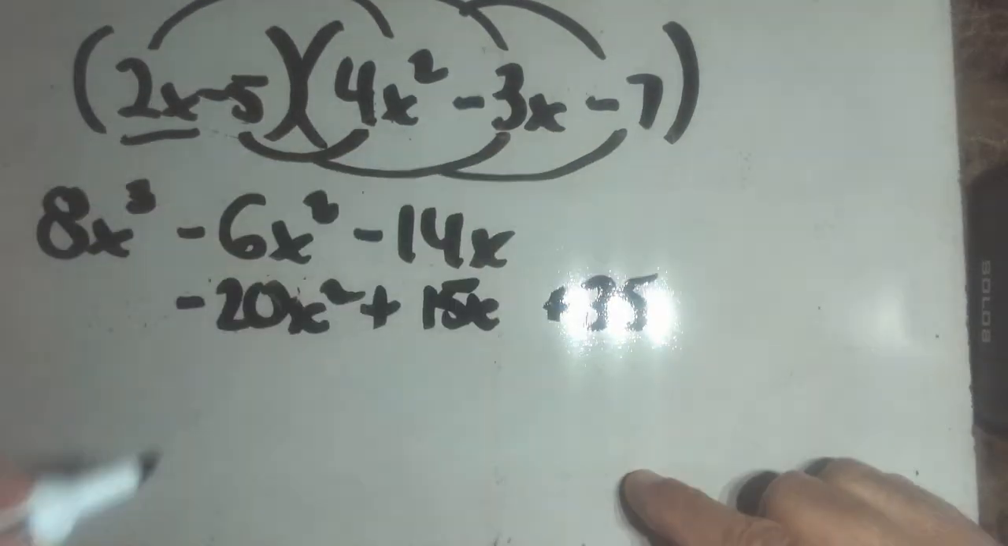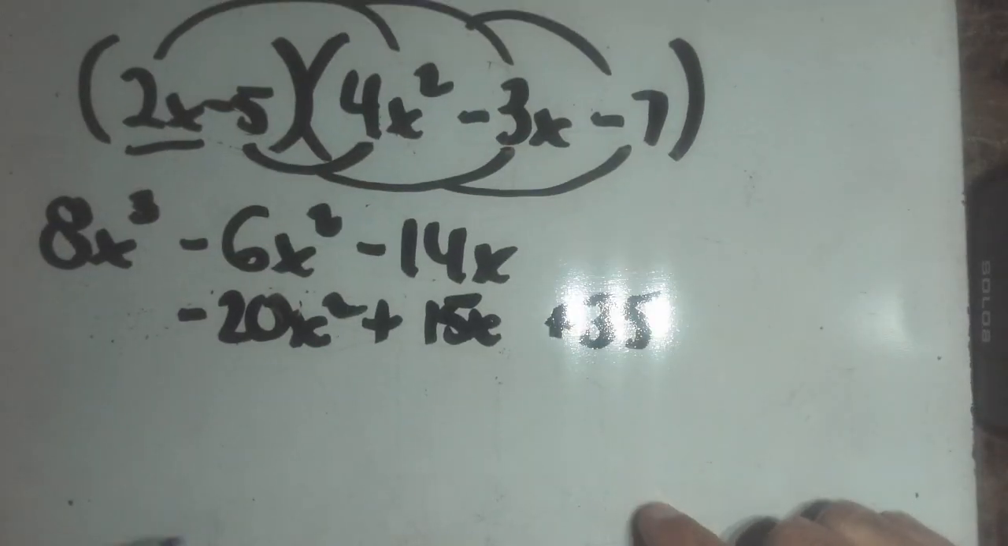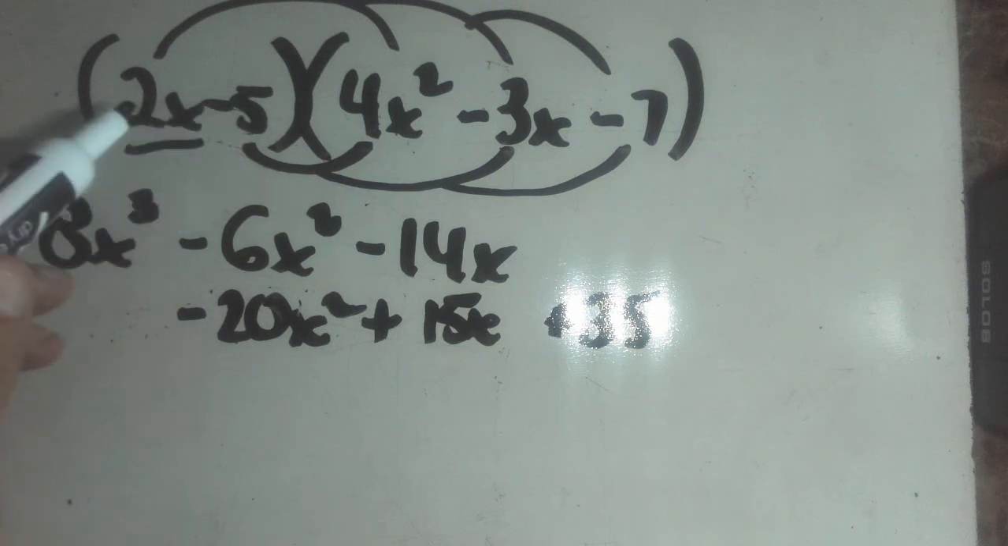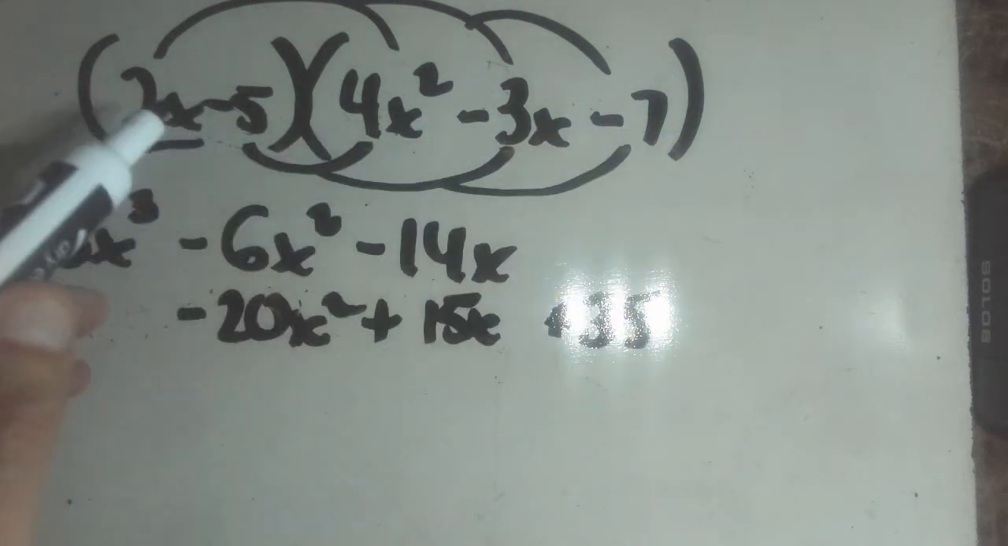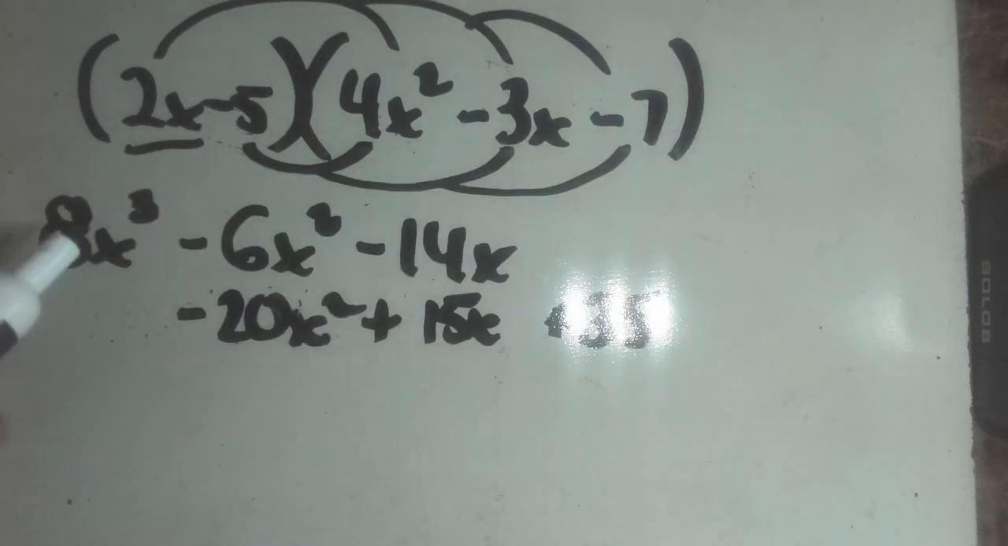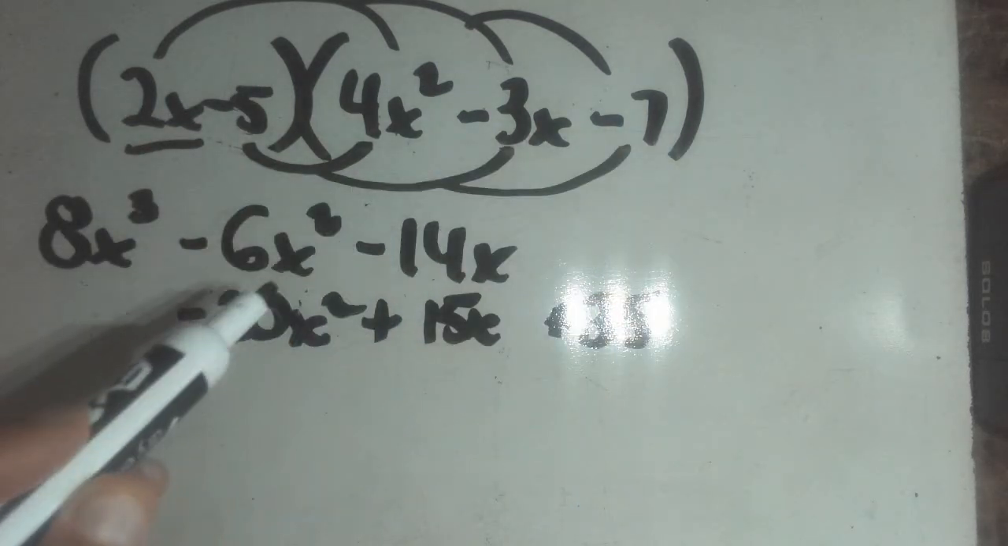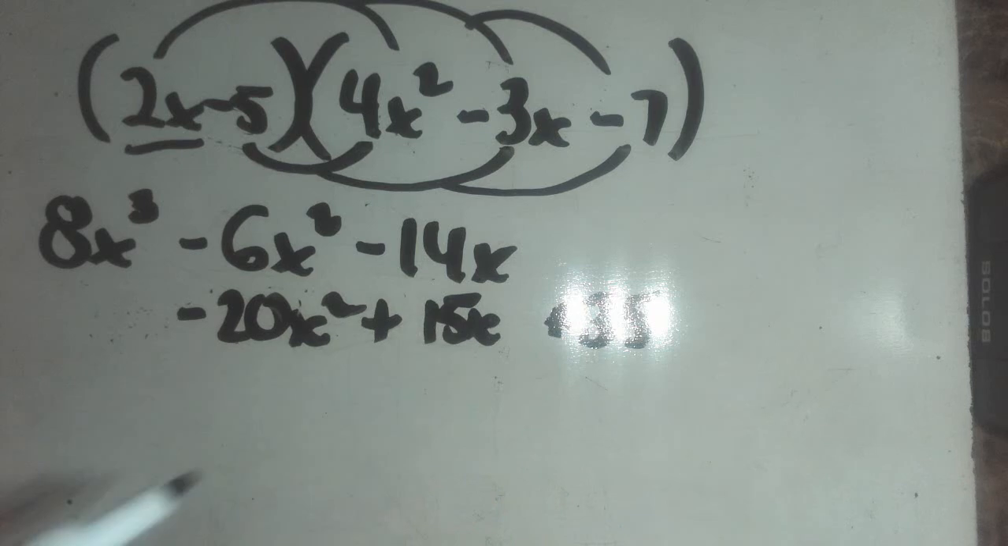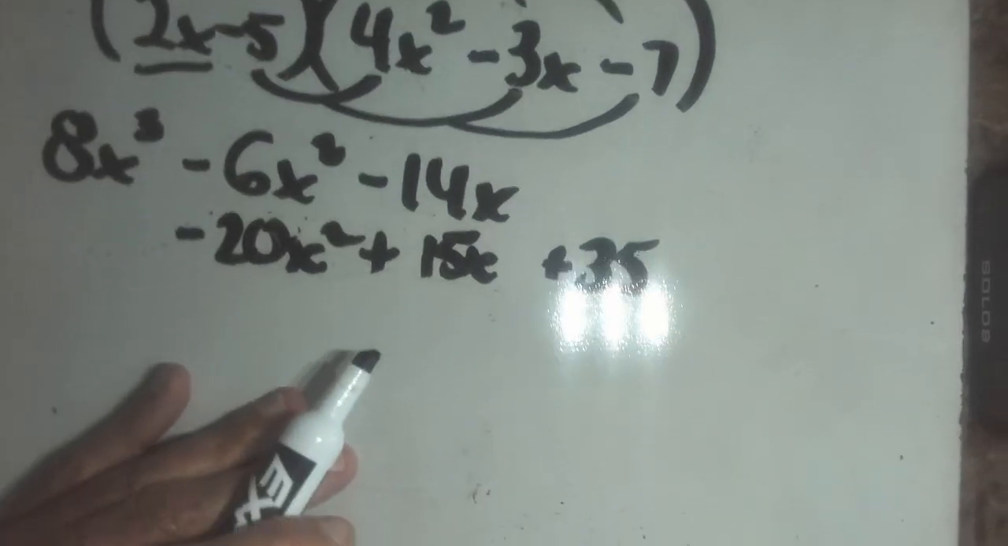Now what we're going to do is combine all 6 of these. By the way, check it out. You've got 2 terms here and 3 terms here. 2 times 3 is 6. So when you distribute all of this, you should have 6 terms. 1, 2, 3, 4, 5, 6. If you do this right, you should have 6 terms.